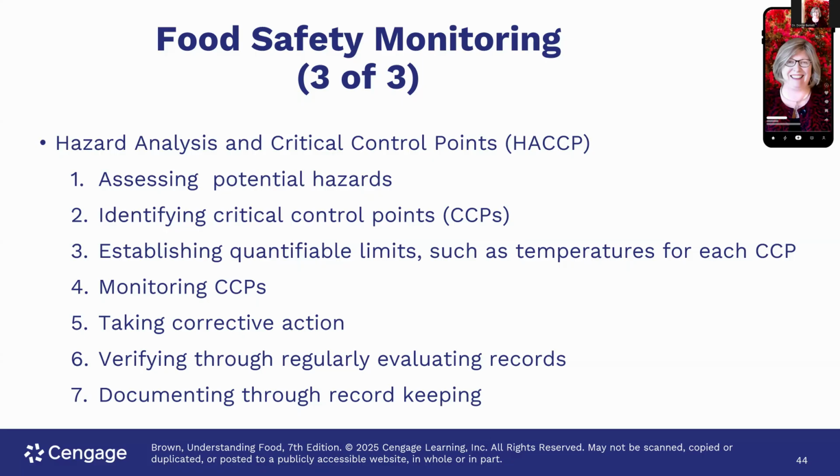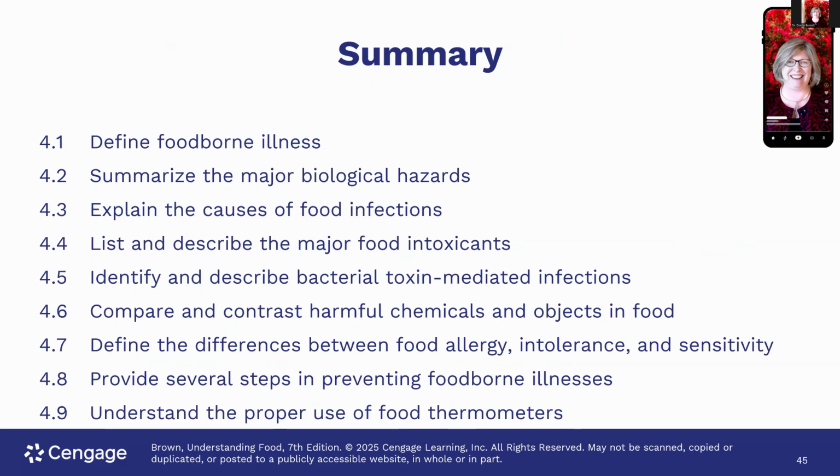than that. Okay, so in summary, we defined foodborne illness. We summarized major biological hazards. We explained the causes of food infections. We listed and described major food intoxicants. We identified and described bacterial, toxin-mediated infections. We compared and contrasted harmful chemicals and objects in food. We defined the differences between food allergy, intolerance, and sensitivity. We provided several steps in preventing foodborne illnesses.